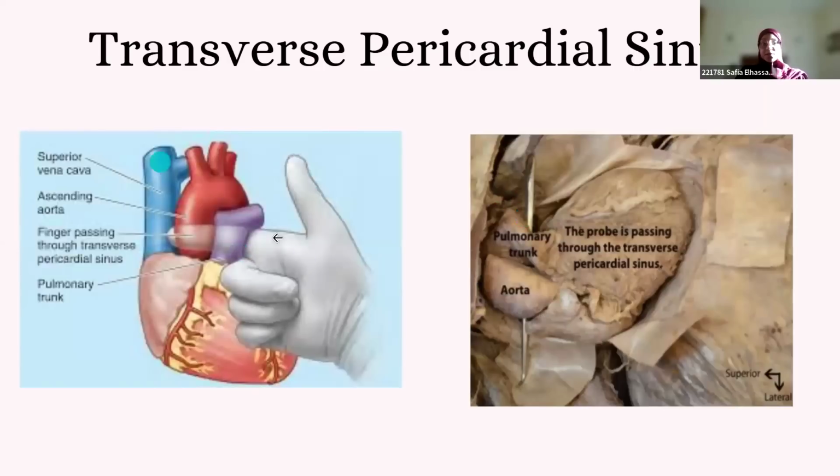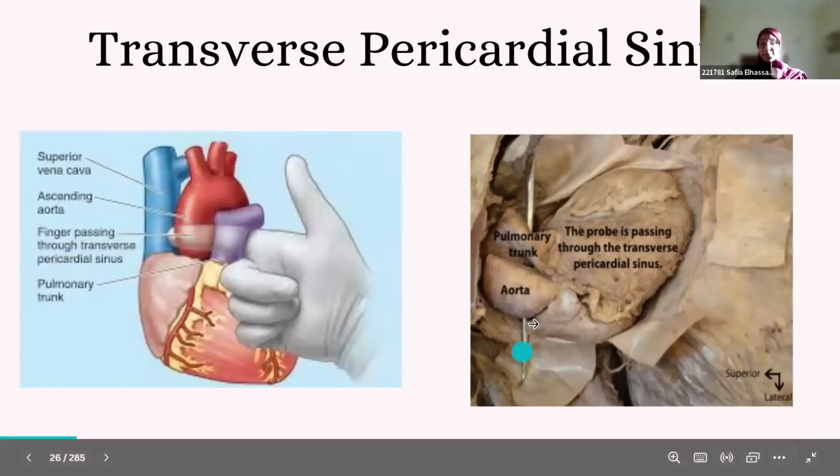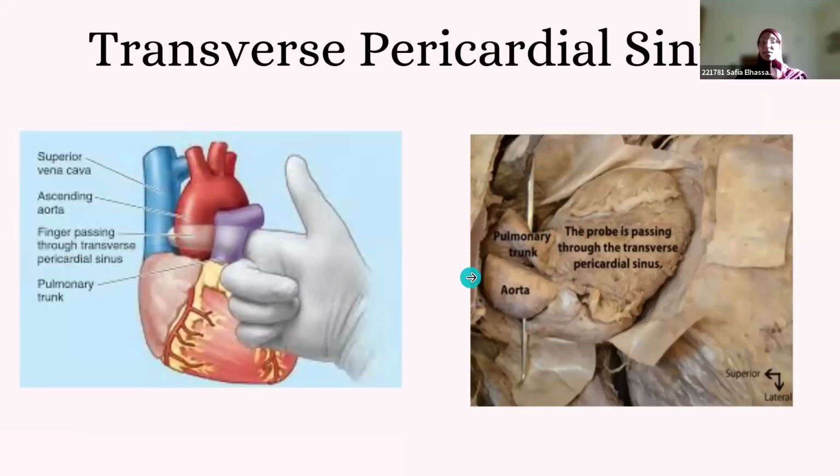And here is just a visual representation of that. And here it shows you, here is a probe that's passing through the transverse pericardial sinus. So notice how the arteries are passing in front of it, and behind it, it would be the superior vena cava.